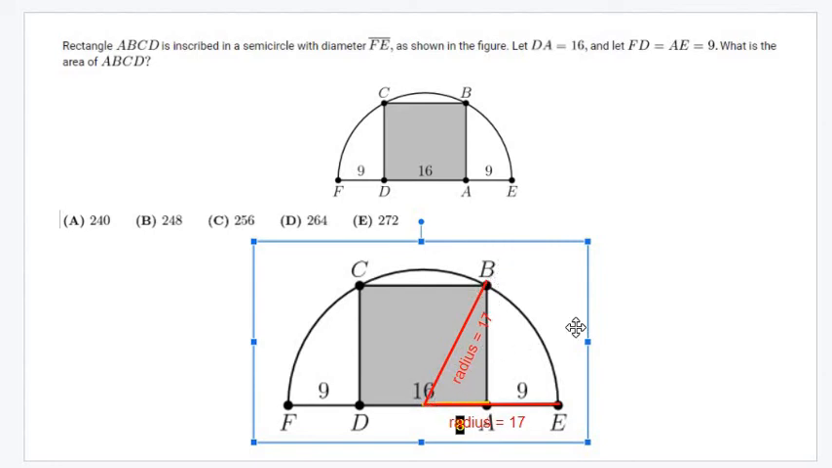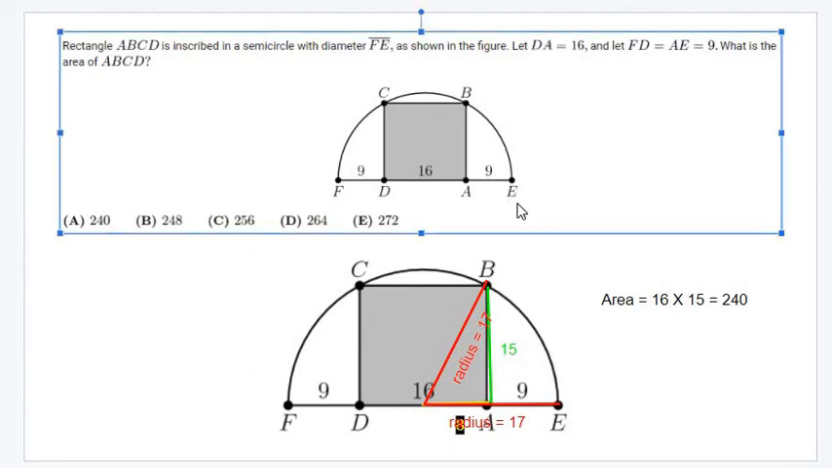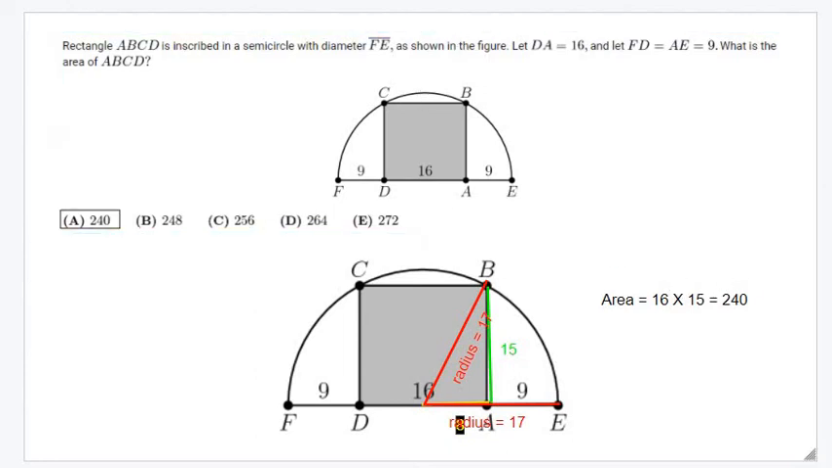To solve for the right triangle, we can use the Pythagorean theorem, which is a squared plus b squared equals c squared. So that's x squared, which is the value we're trying to find, plus 8 squared is equal to 17 squared. If we plug the values in, we'll get that x is equal to 15. So our length is 15. Now to find the area of the rectangle, we multiply the two sides, which is 16 and 15, which is equal to 240. So our answer is 240.